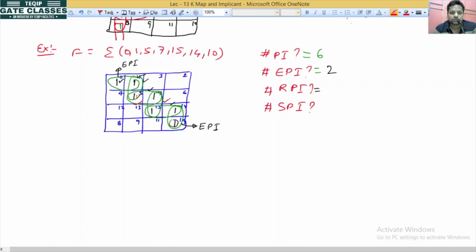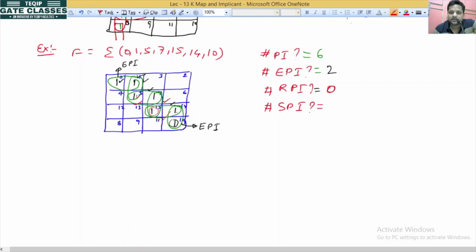Again, in this group, both the ones are not covered by EPI, so it is not RPI. Similarly, for this group, this one is not covered by EPI, this one is covered by EPI. If this one were also covered by EPI, then only it would be RPI, but it is not, so this is also not RPI. So total RPI will be 0. Total RPI we got here is 0.